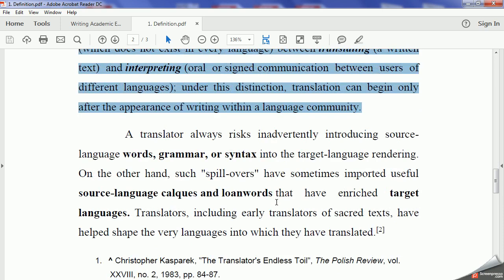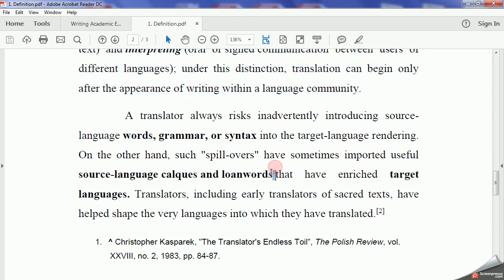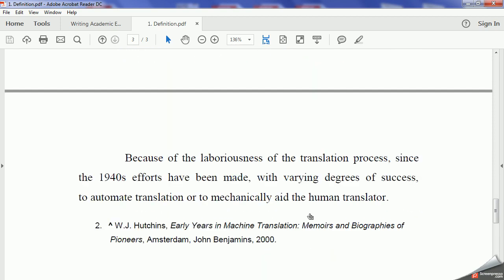A translator always risks inadvertently introducing source language words or grammar or syntax into the target language rendering. On the other hand, such spillovers have sometimes imported useful source language calques or loanwords. We will study in detail what we mean by calques or loanwords that have enriched the target language. Translators, including early translators of sacred texts, have helped shape the very language into which they have been translated.